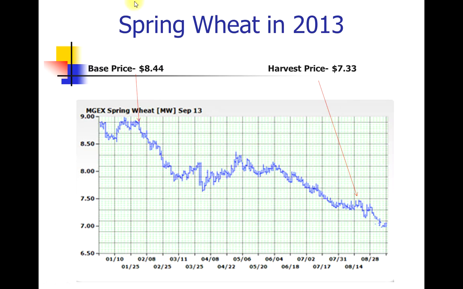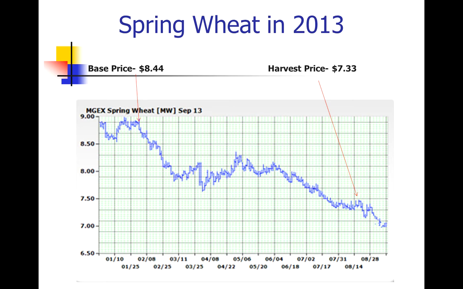This chart is just an example of what actually happened in 2013 with the spring wheat market. You can see this isn't as dramatic of a swing, but it did taper off quite a bit from when you were seeding the crop until we got to harvest and what you actually could realize for revenue on your farm. So had you been right on the edge of having a loss as far as the bushel guarantee went, this would have kicked you into a revenue payment.